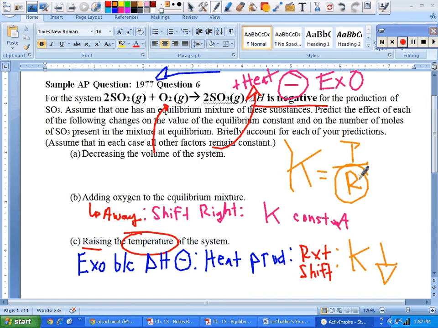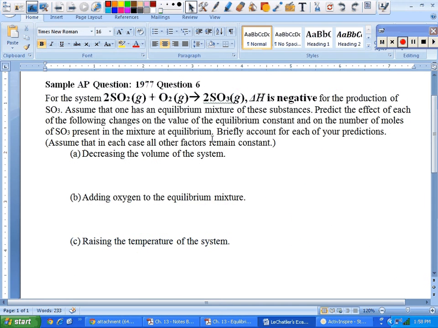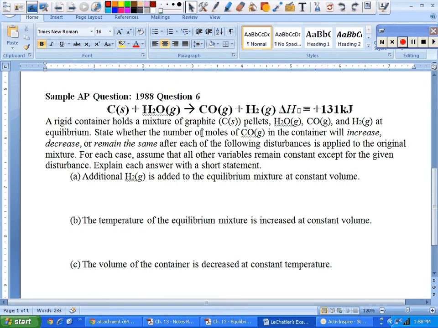Let's look at the second part. My first thing I want you to do, write the K expression. All right, so here's the major deal, and I guarantee you, because some of you weren't paying attention when you did this, you messed this up. And here's why. What is this little letter telling me right here? It's a solid. There are three things that never go in a K expression. What are those three things? Solids, pure liquids, and then liquid water.